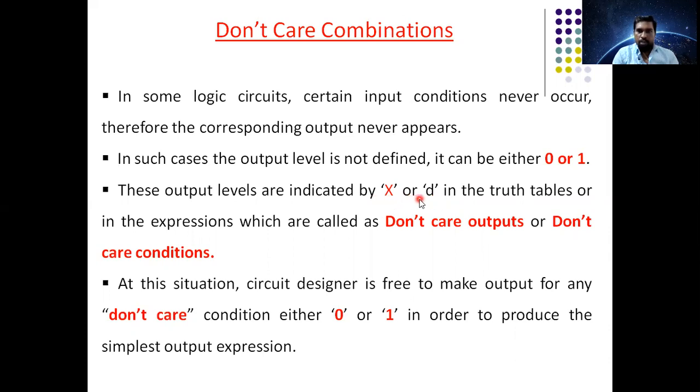When you are writing in the form of an expression, you should write d of. Just as you write SOP as summation small m of, if it is don't care you should write d of something. If you are dealing with a K map, you should replace the cells with X. Don't care cells should always carry capital letter X. You call them don't care outputs or don't care conditions.